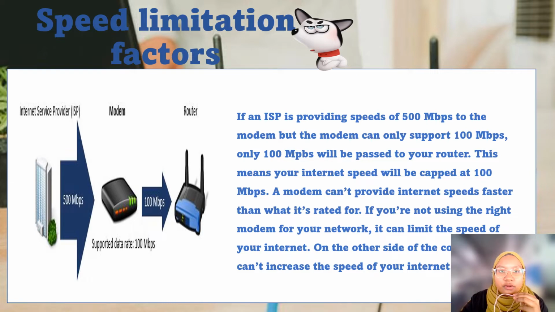Okay, for the speed limitation factors, if an ISP is providing speed of 500 Mbps to the modem, but the modem can only support 100 Mbps, only 100 Mbps will be passed to your router. This means that the internet speed will be capped at 100 Mbps. A modem can't provide internet speed faster than what it's rated for. I mean, if you're not using the right modem for your network, it can limit the speed of your internet. On the other side of the coin, a modem can't increase the speed of your internet.